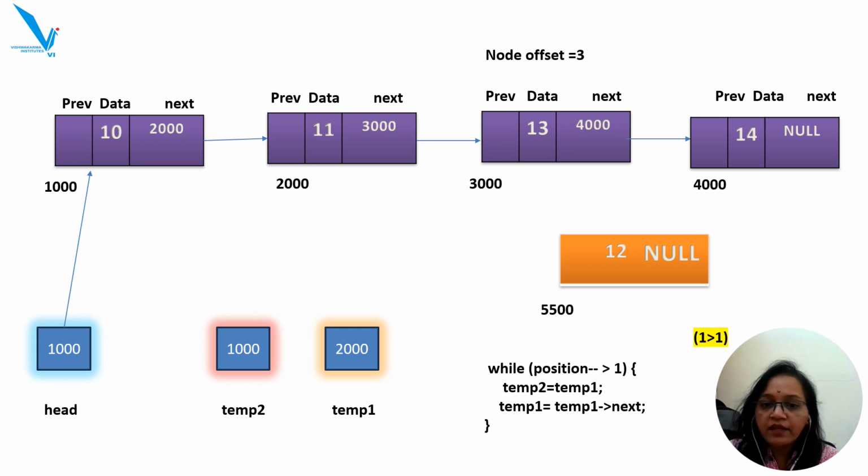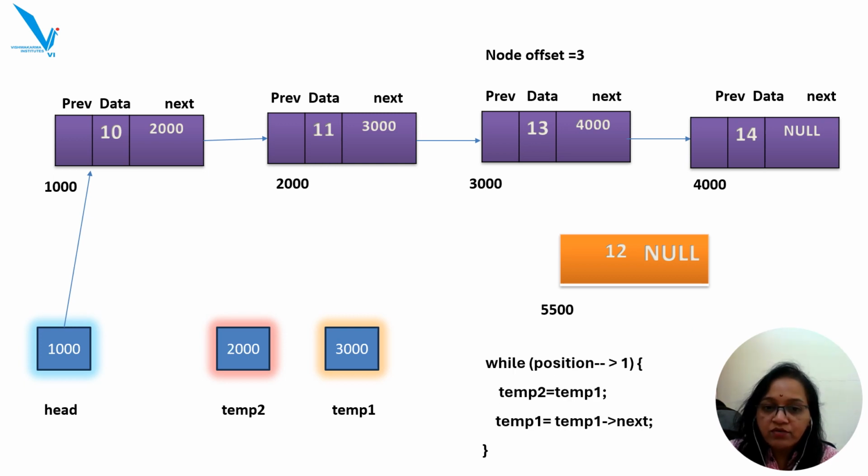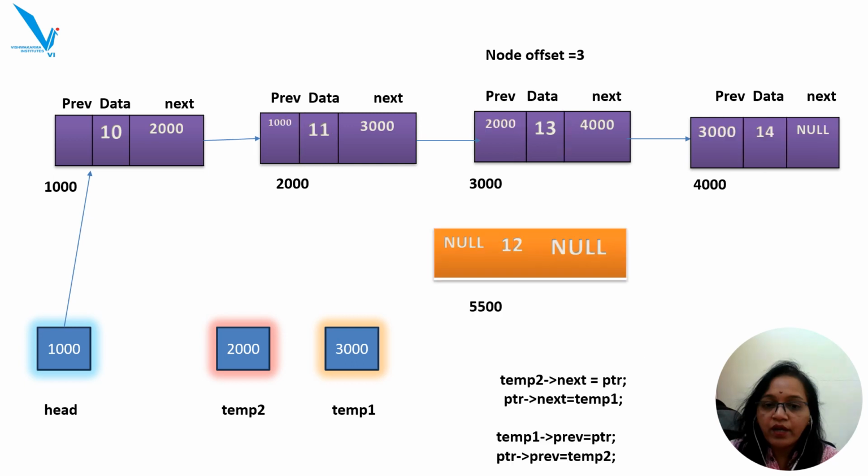Okay. And again check the condition. Again come to the while loop. 2-- gives 1, greater than or equal to 1? Yes. So again you have to do the same thing. temp2 is equal to temp1. So temp2 will take the value 2000 and temp1 will take the next value, that is 3000. Okay. Now again you have to come to the while loop and now you will have 0 greater than 1. The condition is false. Now you have to apply these pointer updations.